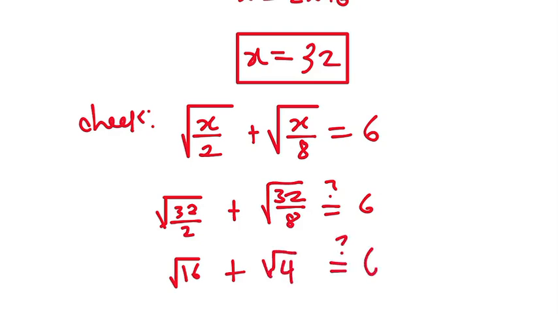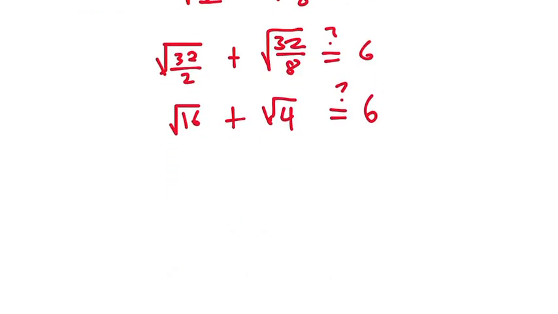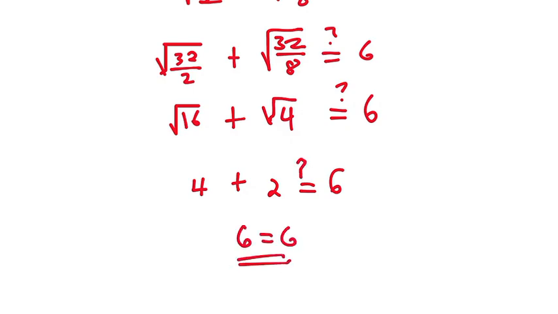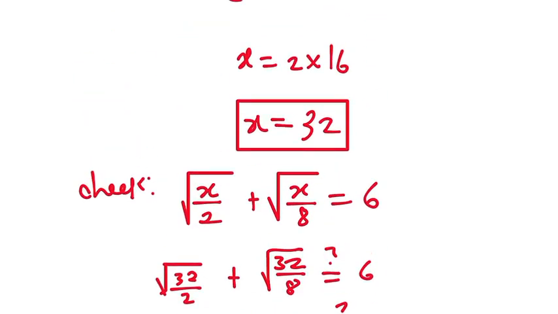Will it give us 6? So we have the square root of 16, that is 4, plus the square root of 4, that is 2. Would this give us 6? Yes, 4 plus 2 is 6, equals 6. So x equals 32 is our solution.